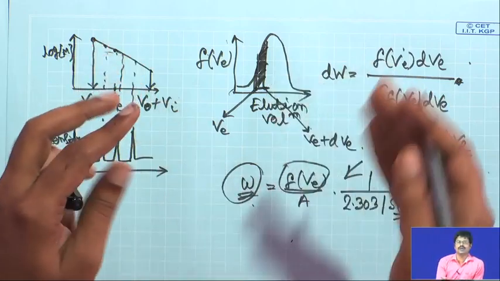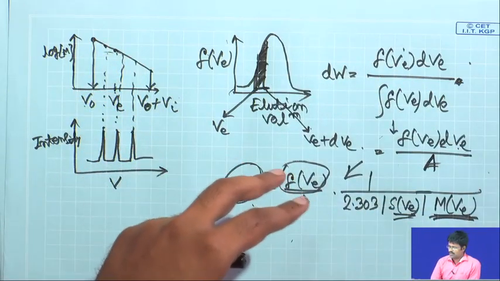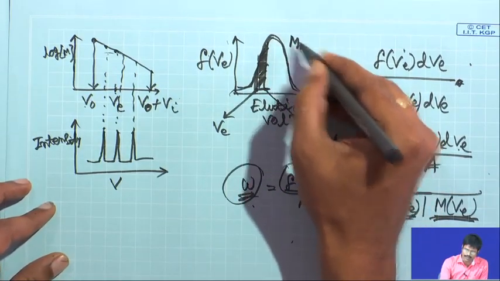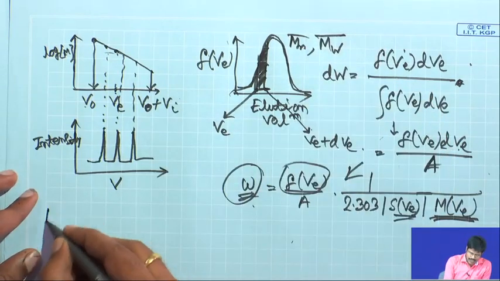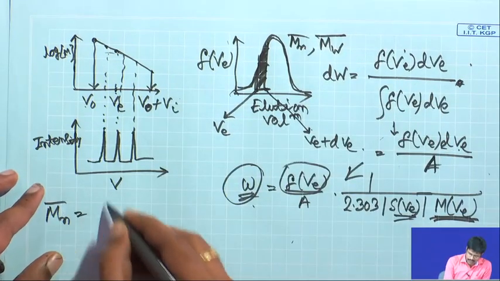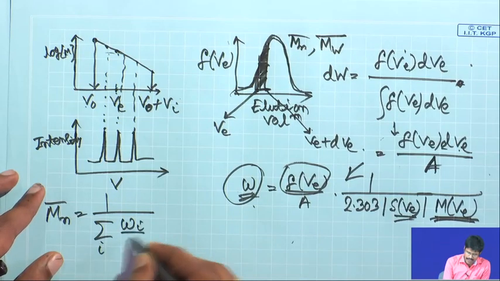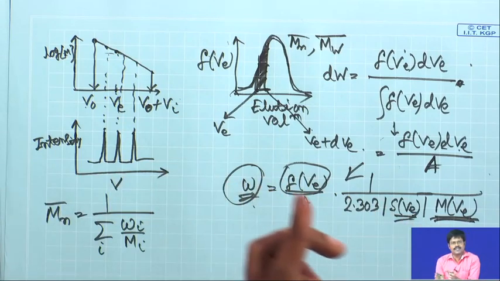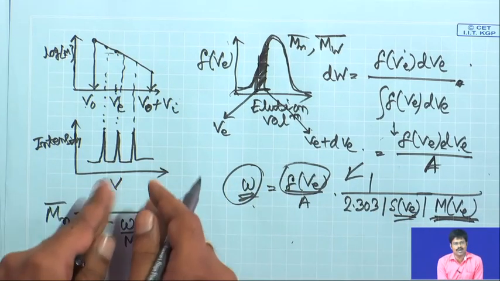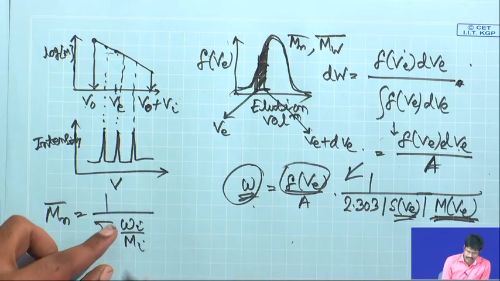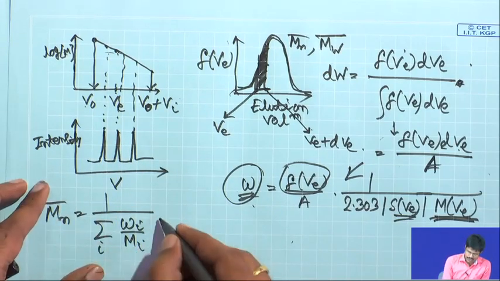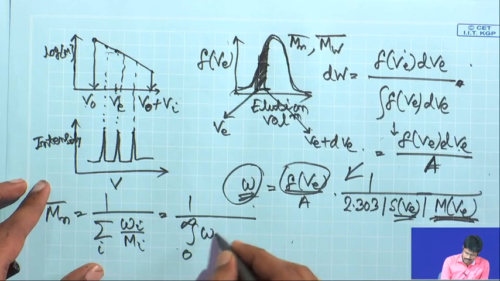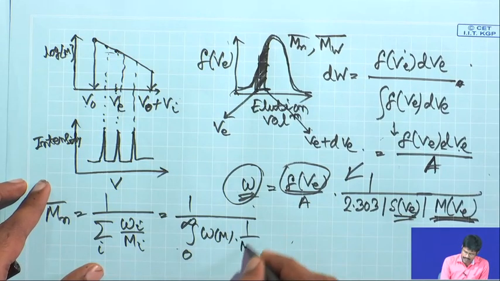The final statement I want to make is: from this kind of curve, how can you find the values of Mn and Mw? The value of Mn is 1 divided by the sum over i of Wi by Mi, where Wi is the weight fraction. All these expressions are very similar. This expression for Mn I did not use before, you can work out yourself how it comes. Wi is the weight fraction of the species which has molecular weight Mi. In integral form, this is the integral from 0 to infinity of W(M) times 1 by M dM.